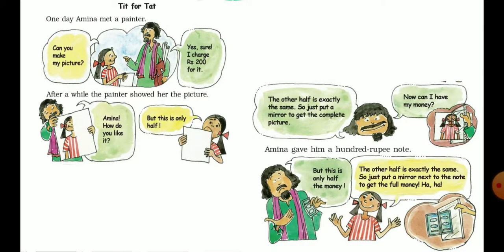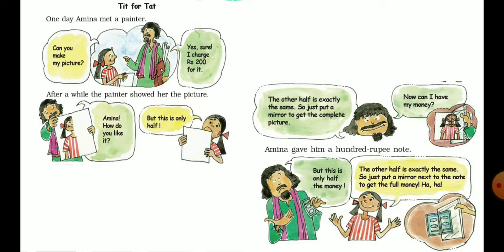Tit for tat. One day Amina met a painter. Amina said, can you make my picture? The painter said, yes, but I will charge rupees 200 for it. After a while, the painter showed her the picture. But here, the painter drew only half the picture of Amina. That's why Amina is sad.